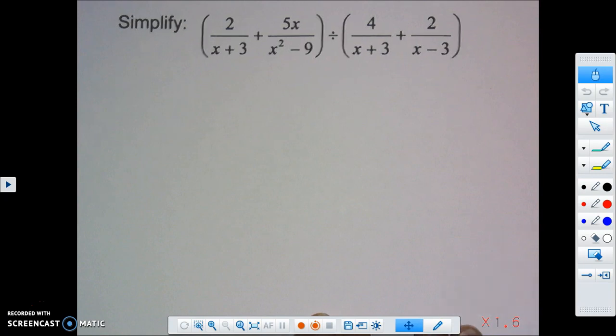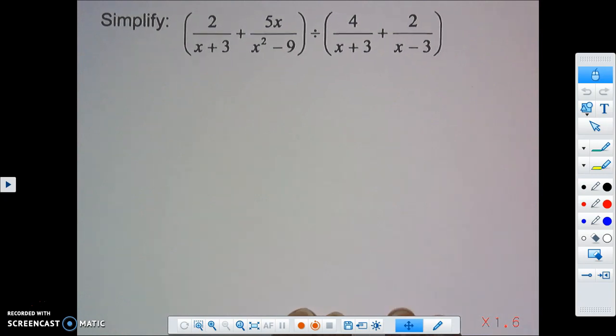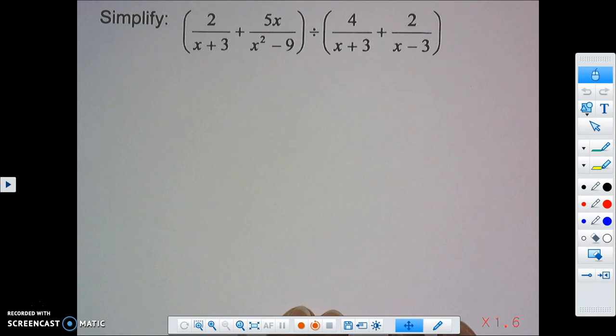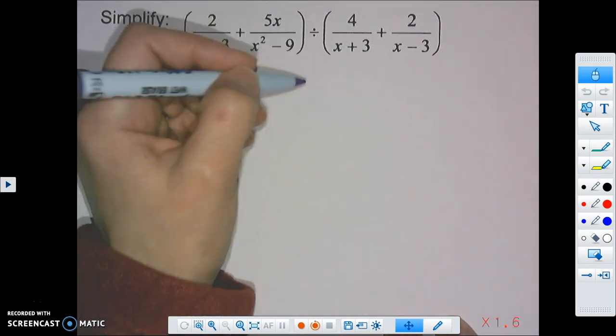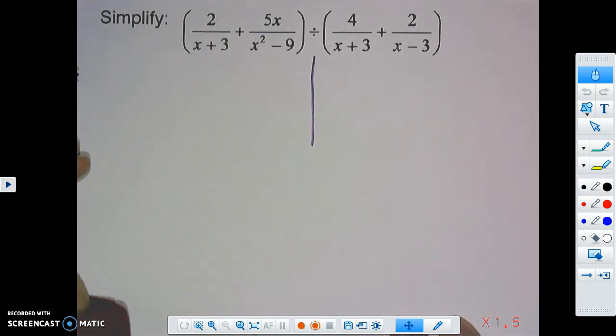These questions are going to follow those same steps. It's just a matter of what operations you have. So in this example, we have 2 over x plus 3 plus 5x over x squared minus 9. That whole quantity is being divided by the quantity 4 divided by x plus 3 plus 2 divided by x minus 3. So here we have, again, two different pieces that we're going to be dealing with. So I'm going to draw a line just to keep track of my work.